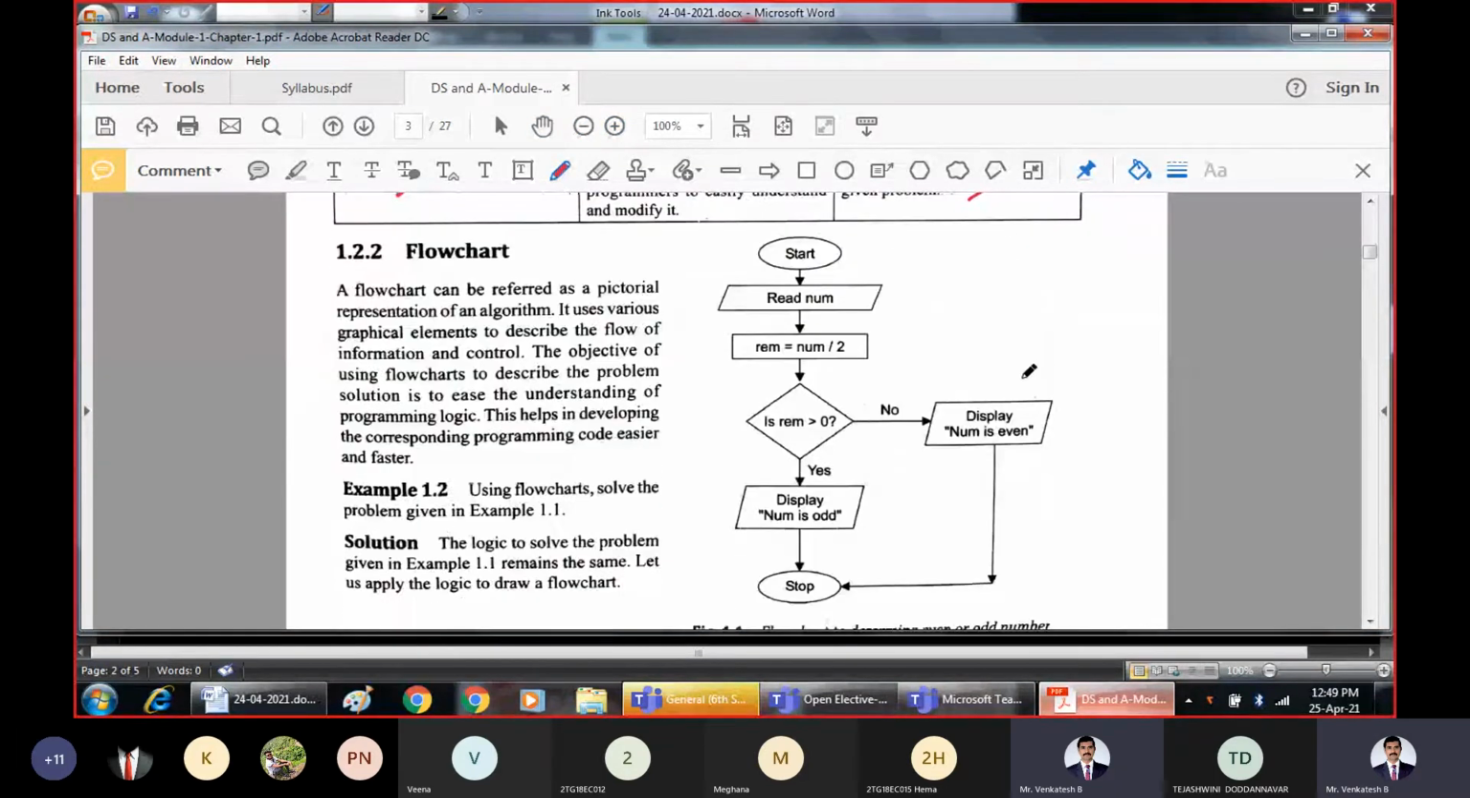Right? So let us take the flowchart. Let us draw the flowchart for the same problem. What is the problem? To find whether the number is even or odd. So for the same problem, let us write the flowchart now.